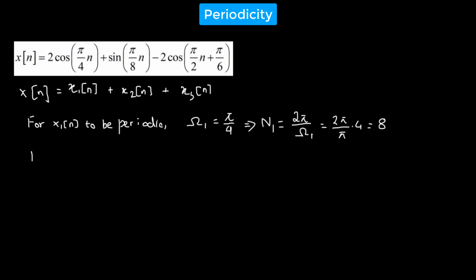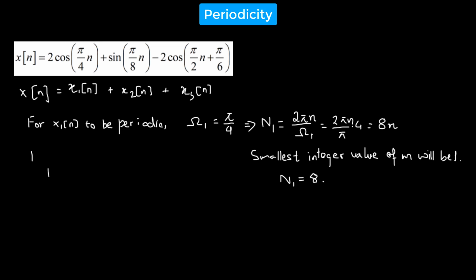Then, this is 2 pi, I made a mistake, 2 pi m is there. So we have 8m. The smallest integer value m can have is 1, so that we get the fundamental period n1, which is equal to 8.